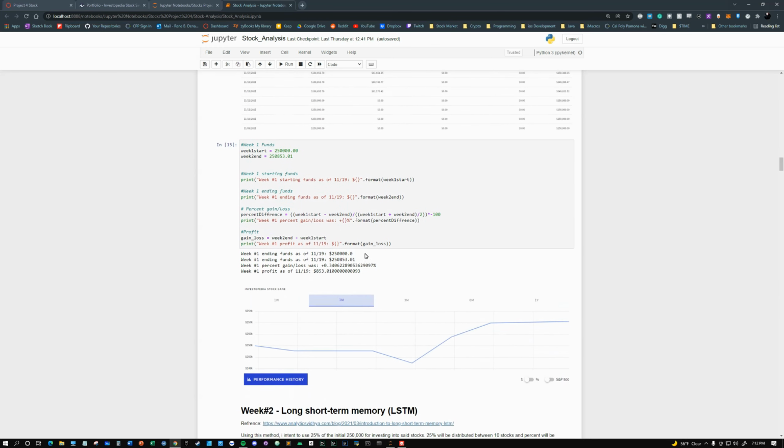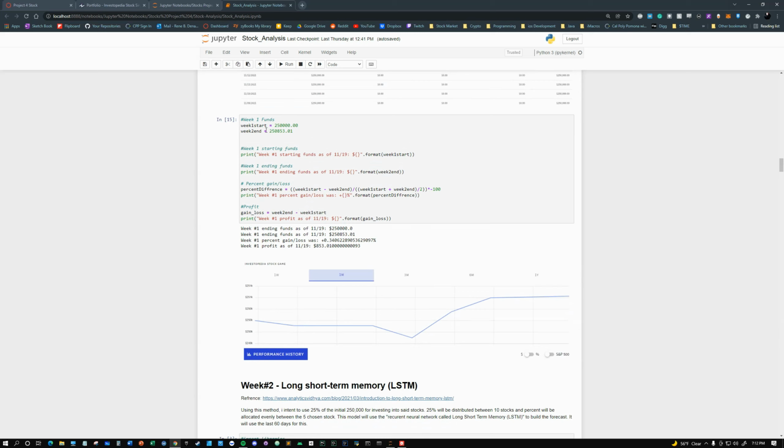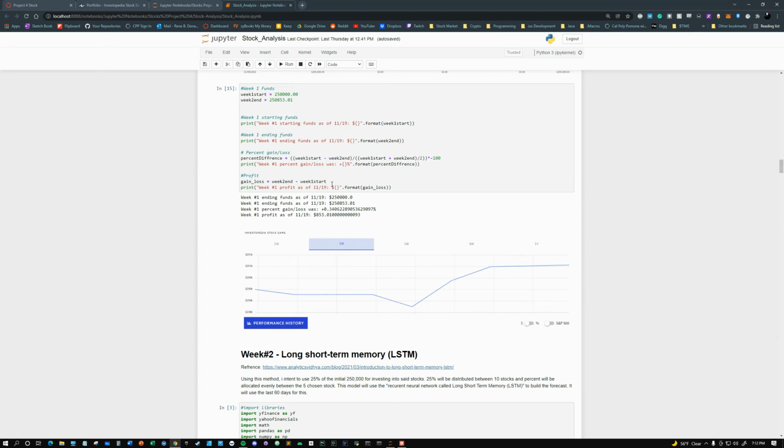So we have our performance history shown here. If we keep scrolling down, we see that our start for the week was 250,000. We ended the week with 250,853. So right off the bat, we ended with a profit. It's down here.